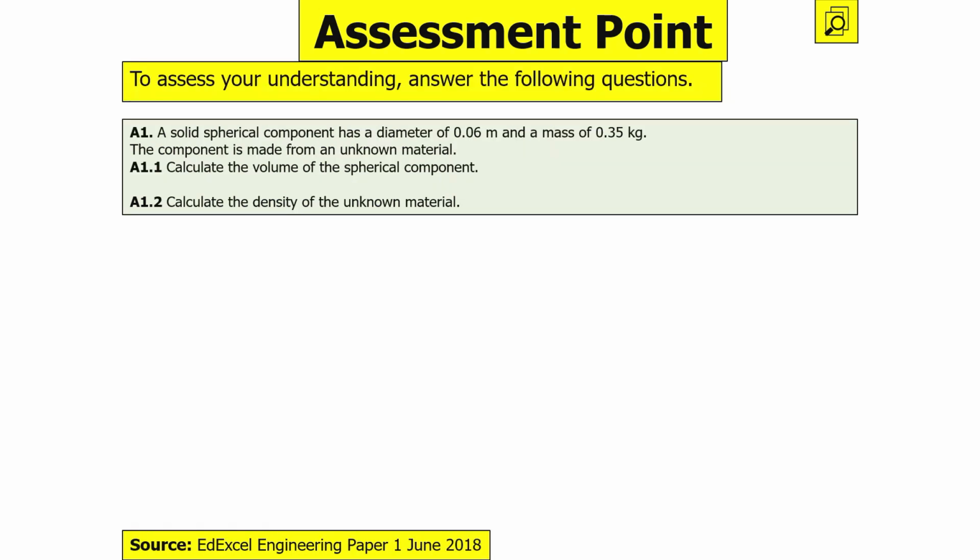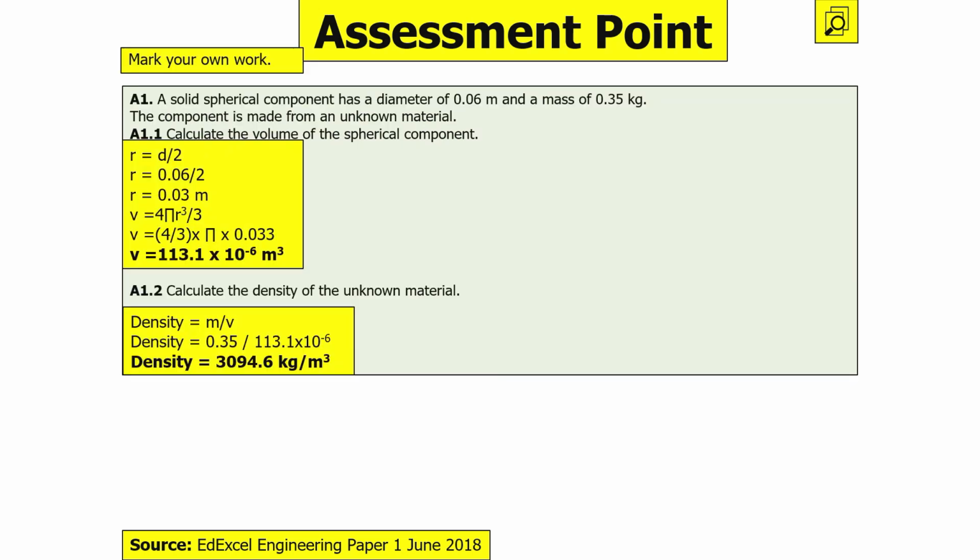A solid spherical component has a diameter of 0.06 meters and a mass of 0.35 kilograms. The component is made from an unknown material. Calculate the volume of the spherical component. Calculate the density of the unknown material. So pause the video now, then unpause the video when you want to go through your answer.